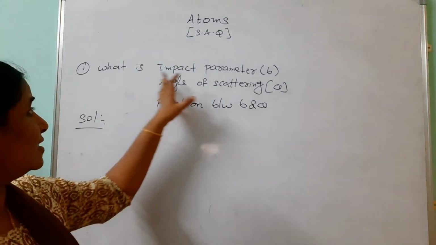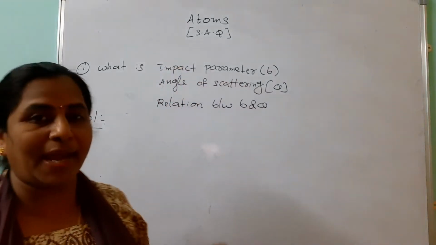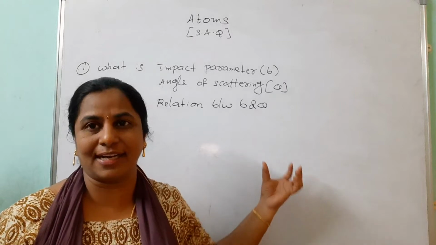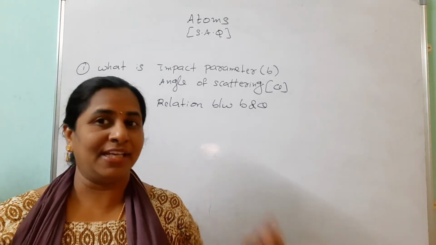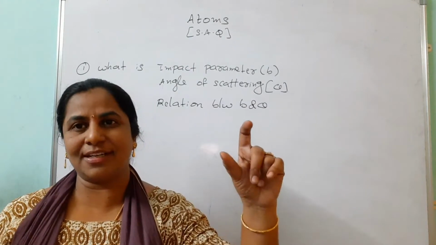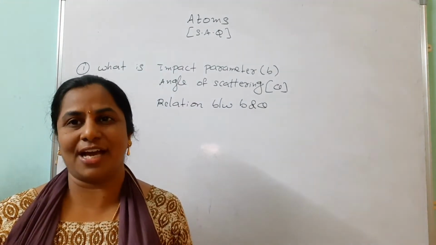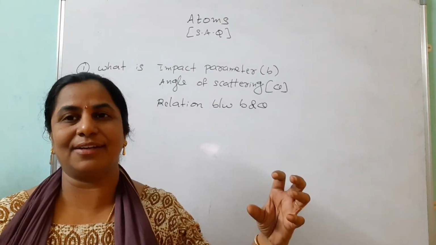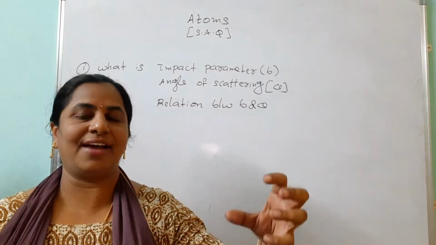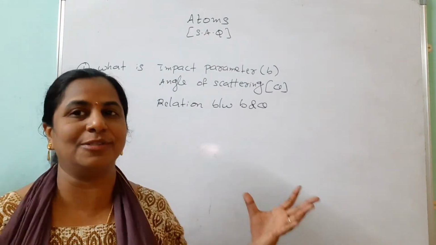The first short answer question is: what is impact parameter, what is angle of scattering, and what is the relation between them. If we want to know about this, we have to go through Rutherford's alpha scattering experiment. The first person who showed that at the center of the atom there is a nucleus having positive charge, and how it is possible, look here.